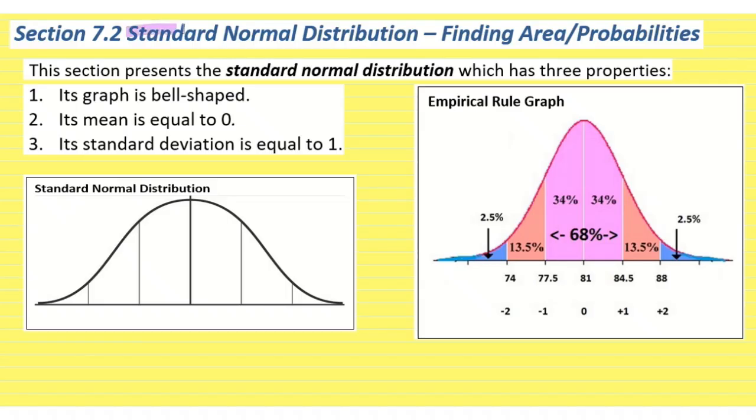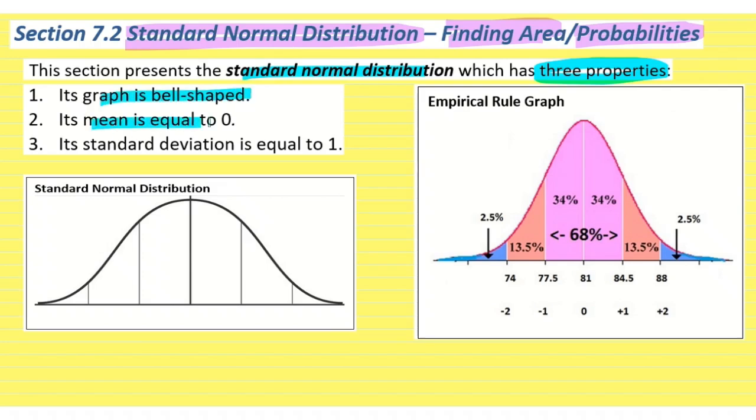We're now going to start talking about how the standard normal distribution is going to help us find areas and probabilities. The standard normal distribution has three primary properties that are always true. The graph is bell-shaped, the mean is equal to 0, and the standard deviation is equal to 1.